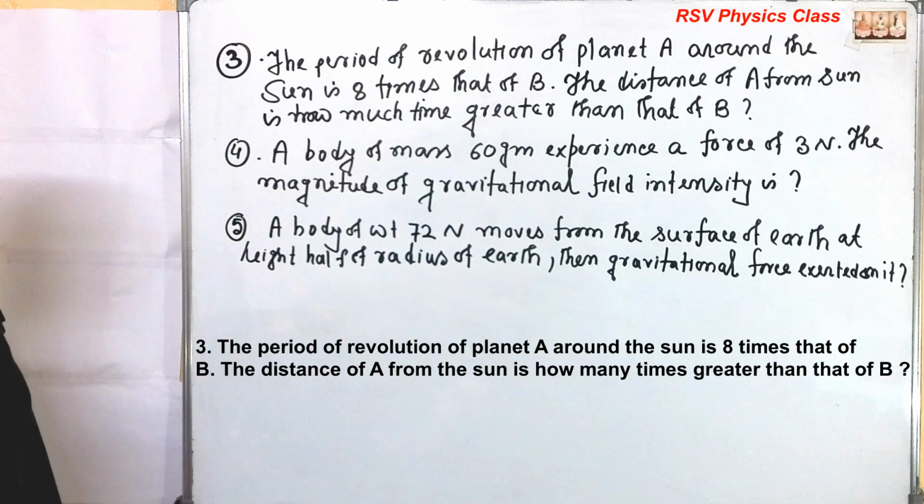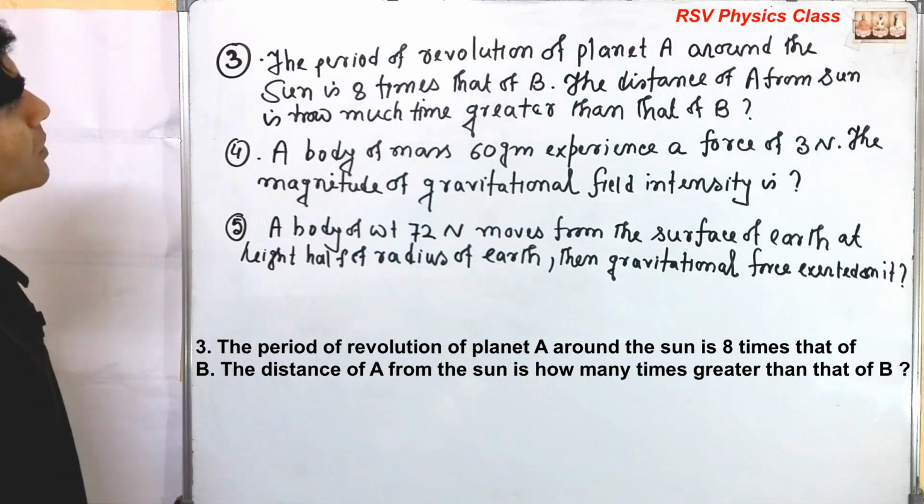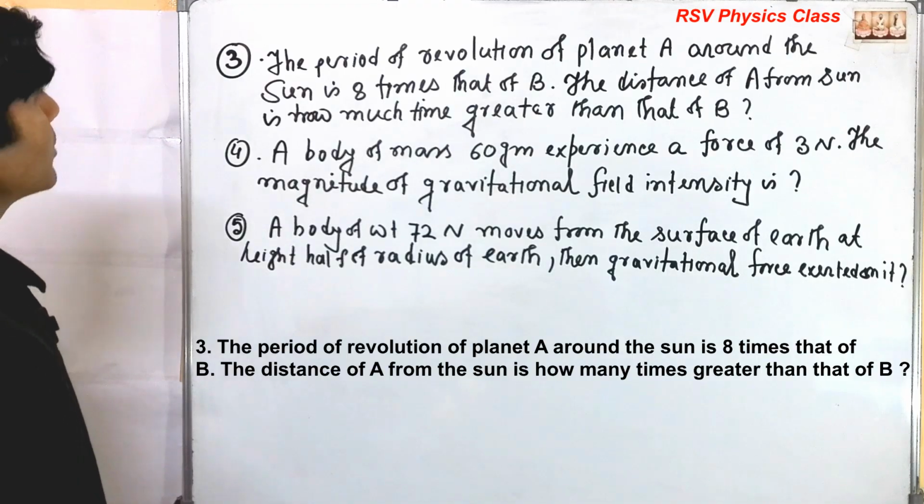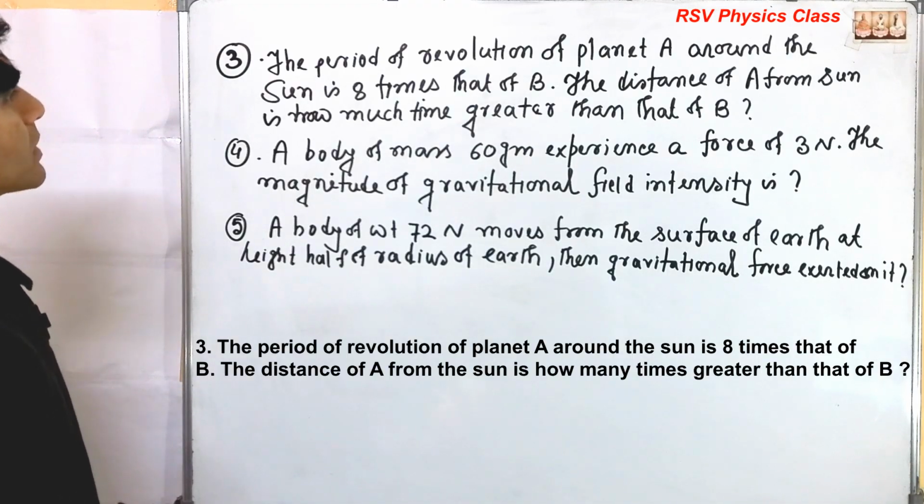Now read problem number 3. The period of revolution of a planet A around the Sun is 8 times that of B.